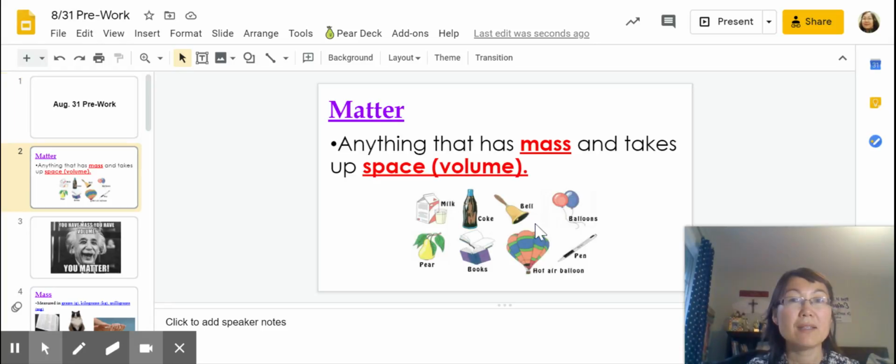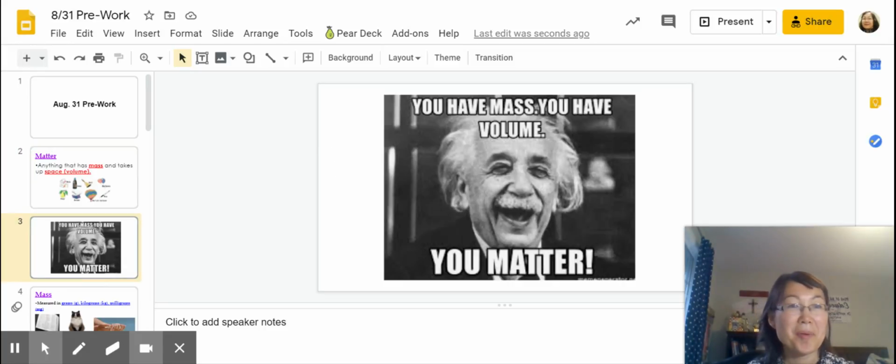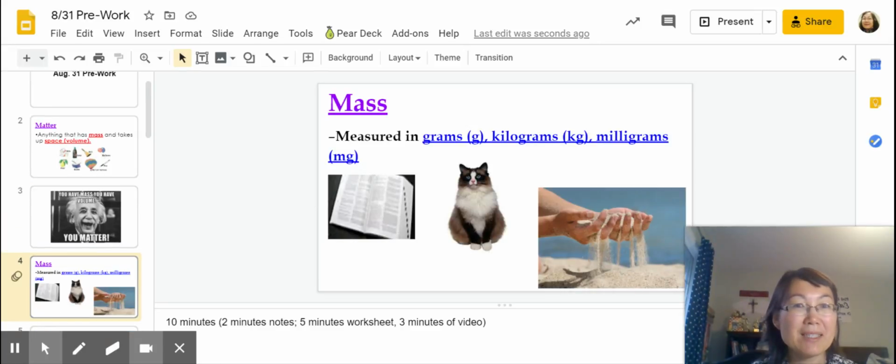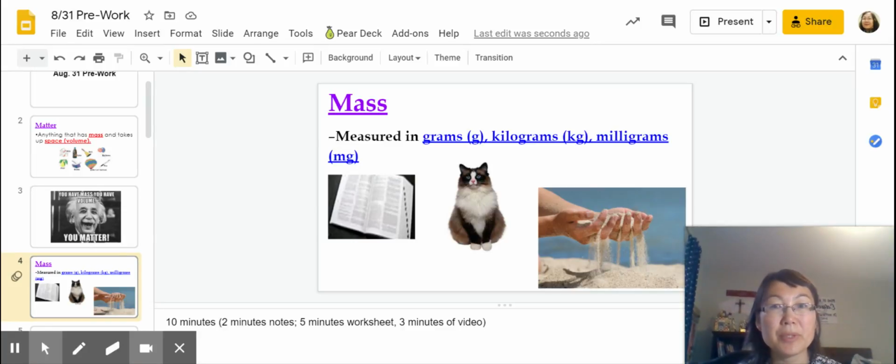So for matter, we learned that matter is anything that has mass and takes up space. It's basically talking about everything in the world. Everything is matter, including you. You have mass, you have volume, so you matter. Okay, everyone matters.